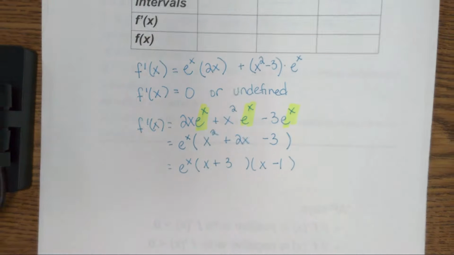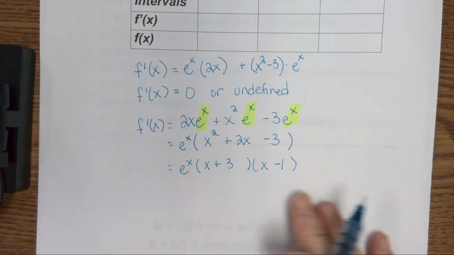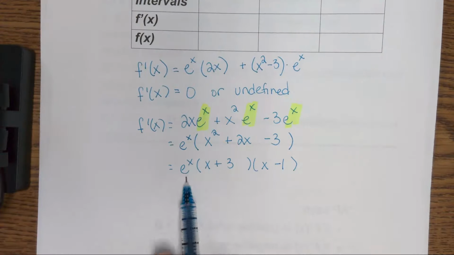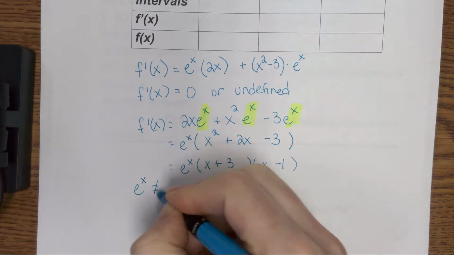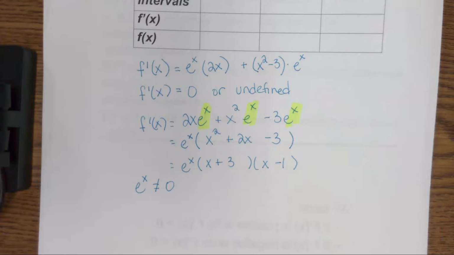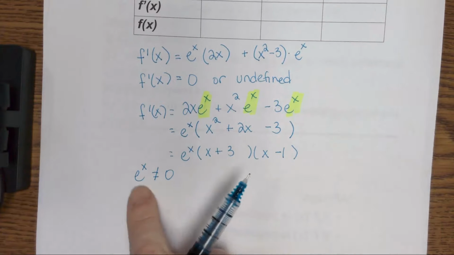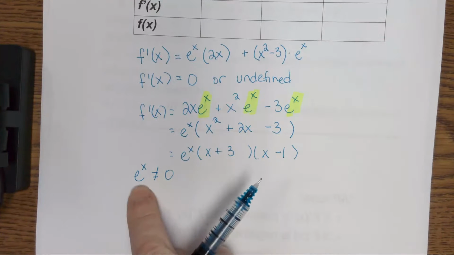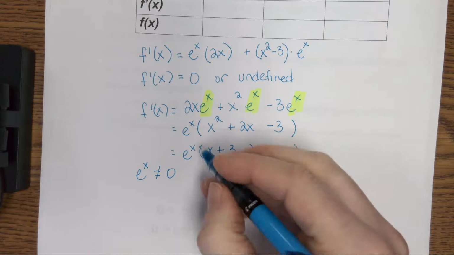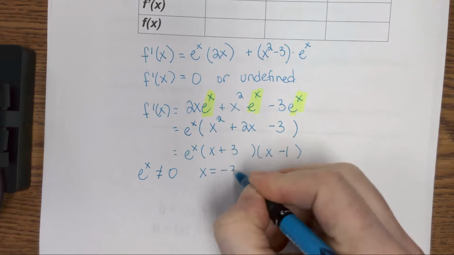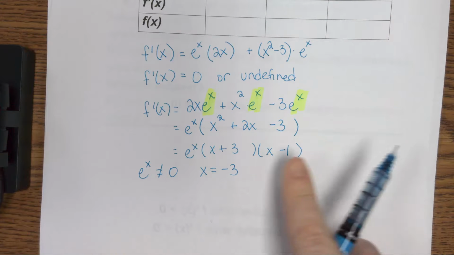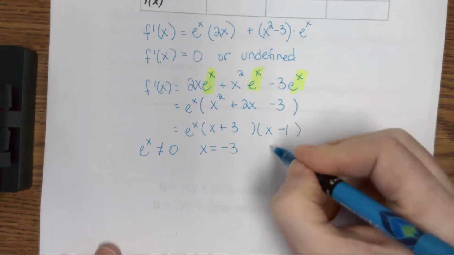So my critical values are, when does this equal 0? So e to the x never equals 0 because it's always positive. So that's going to help us in a little bit when we do our sign chart. No matter what we put in for x, e to the x is always positive. x plus 3 equals 0 when x equals negative 3. And x minus 1 equals 0 when x equals 1.